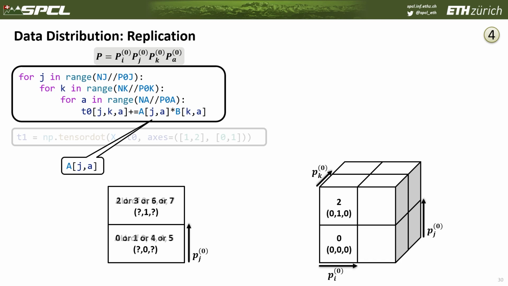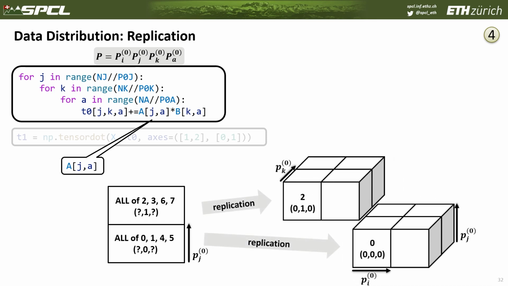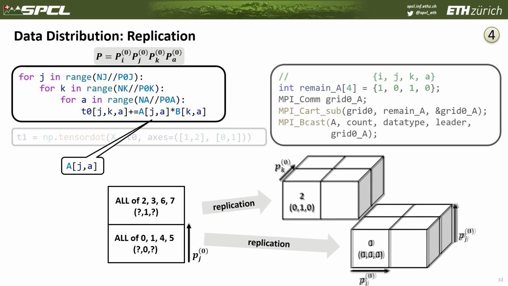The answer is that actually all of these ranks have to get the corresponding block of A. And this is because they need it in order to be able to complete their assigned sum computation. Another way to interpret this is that we have to replicate each block of A to all the processes that need it. And let's take MPI again. With MPI syntax, what we will do is create a Cartesian subcommunicator and then do a local broadcast.